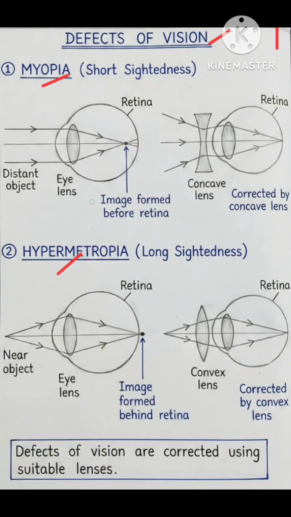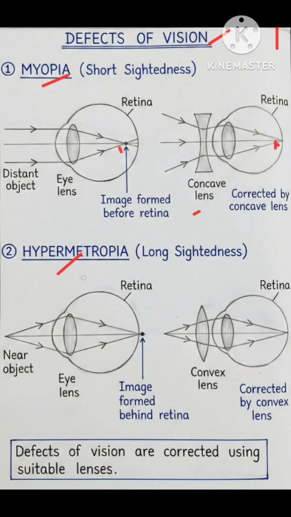In this condition, light rays are focused before the retina. This may occur because the eyeball is too long or the eye lens has excessive converging power. Myopia is corrected using a concave lens, which diverges the incoming light and shifts the image onto the retina, the corrected position.